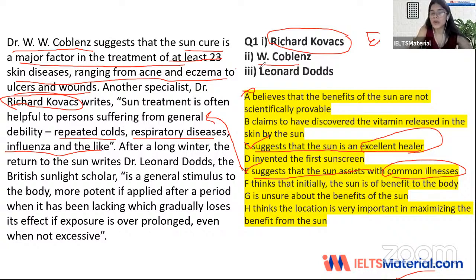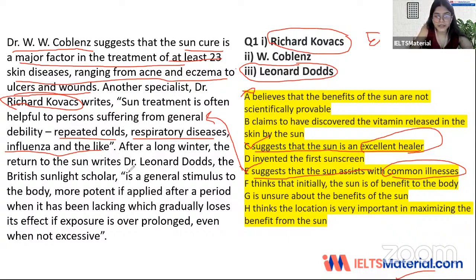So here we come to the last part, that is Leonard Dots. So what can you find about Leonard Dots? Can you find this from the paragraph? Can you scan this name from the paragraph?